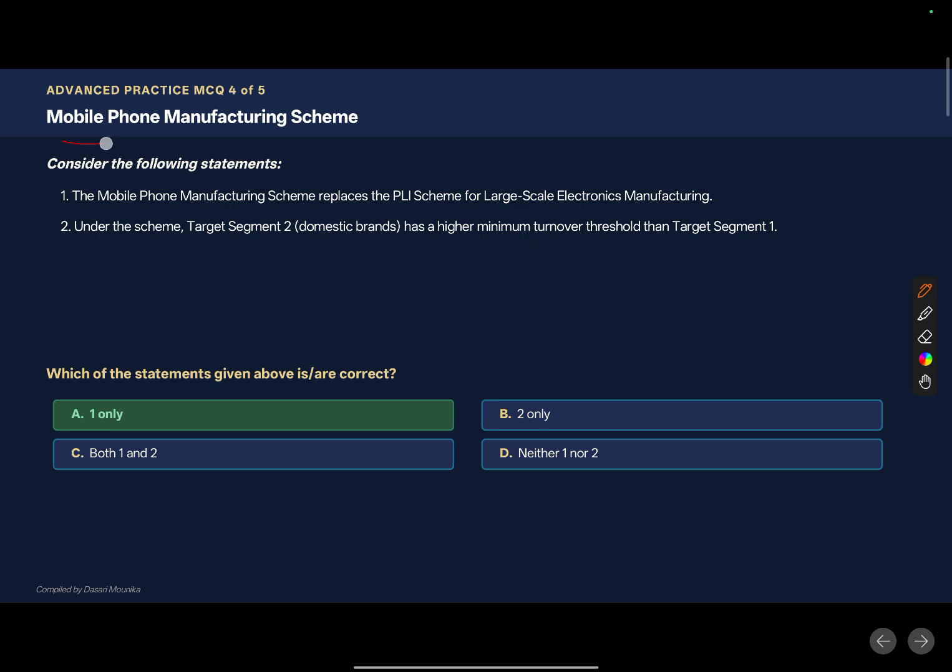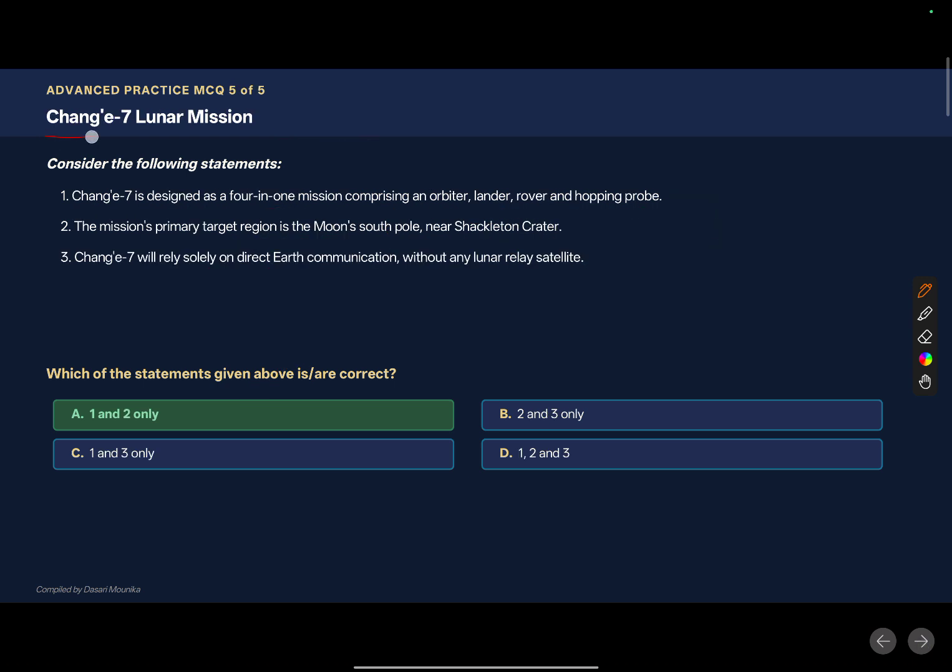Next, coming to the mobile phone manufacturing scheme, consider the following statements. The mobile phone manufacturing scheme replaces the PLI scheme for large scale electronics manufacturing. Yes. Under the scheme, target segment 2 has a higher minimum turnover threshold than target segment 1. So, coming to another statement, the Chang'e 7 lunar mission is designed as a 4-in-1 mission comprising an orbiter, lander, rover, and hopping probe. The mission's primary target is the Moon's south pole, near Shackleton crater. Yes. Chang'e 7 will rely solely on direct communication without any lunar relay. No, there is a communication satellite between the two. So therefore, 1 and 2 are right.